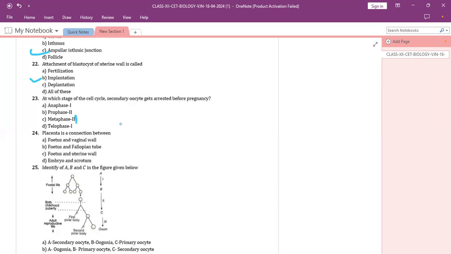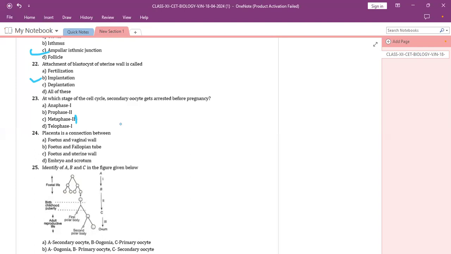And D, telophase 1. See, here if we observe, the primary oocyte is formed from oogonia, the gamete mother cells, during oogenesis. Primary oocytes enter prophase 1 of meiosis and remain dormant till puberty. So they remain arrested at this stage at birth, because of the lack of LH, that is luteinizing hormone.